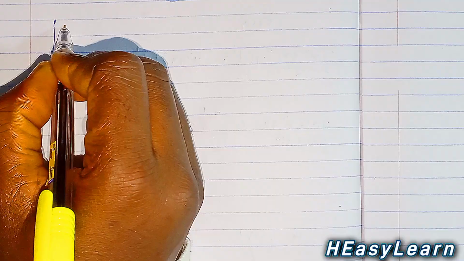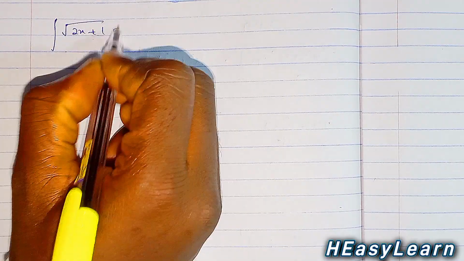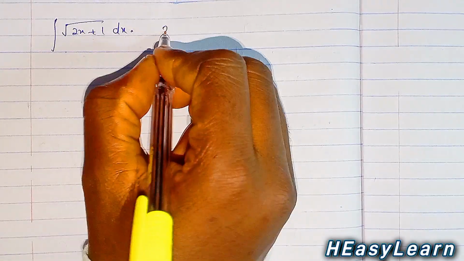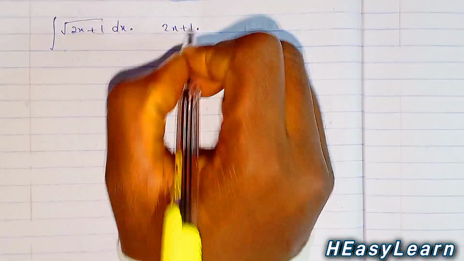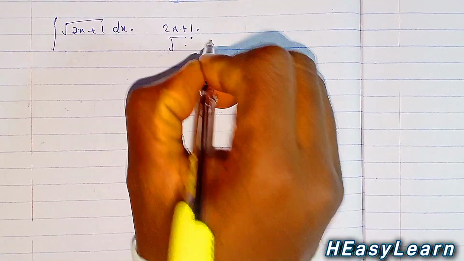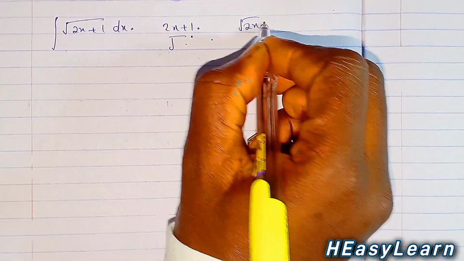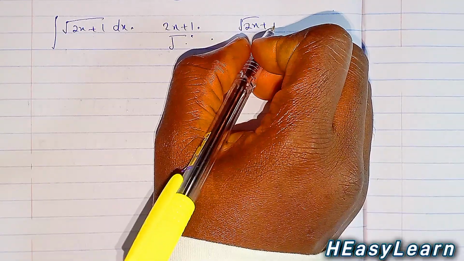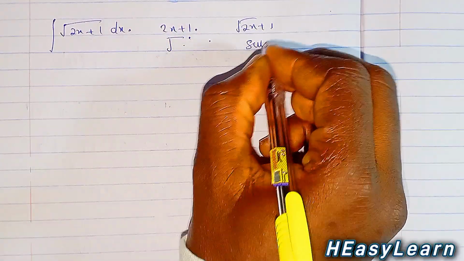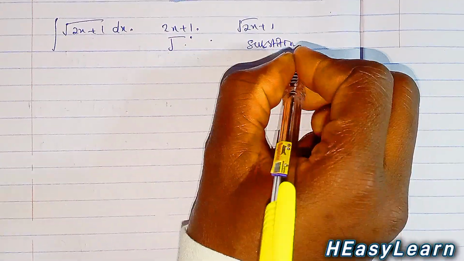The integral of the square root of 2x plus 1 dx. In this case, 2x plus 1 is a polynomial. Square root is another function. This is going to be a composite function. To integrate this, you are going to use integration by substitution to find the integral.